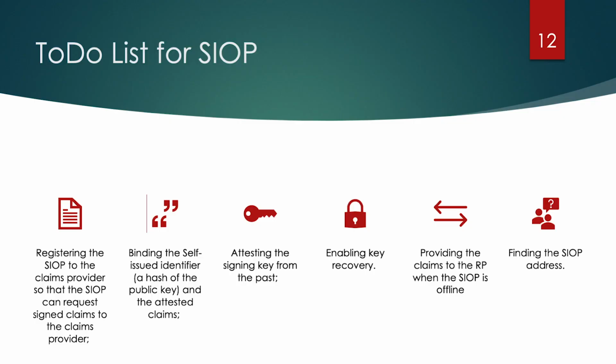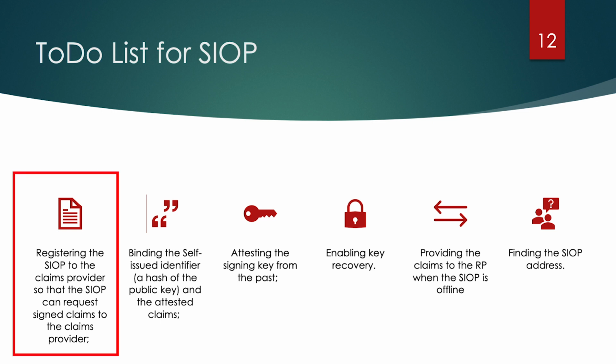Right, so now I have set the ground. I'm going to dive into the to-do list for SIOP. There are 6 things that need to be tightened up. The number 1 is registration of the SIOP to the claims provider so that the OP can request signed claims to the claims provider. Right? I'm going to talk about that.